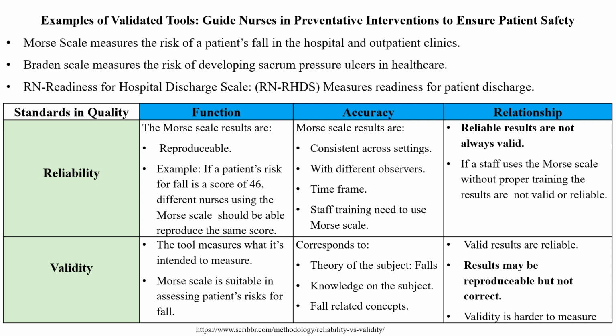Number 1, Morse scale is used to measure the risk of a patient's fall in the hospital. Braden scale measures the risk of developing sacral pressure ulcers in healthcare. RN readiness for hospital discharge scale measures the readiness for patient discharge. So it evaluates patients' understanding of the discharge instructions.